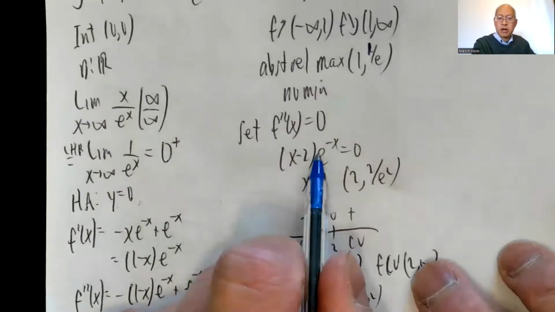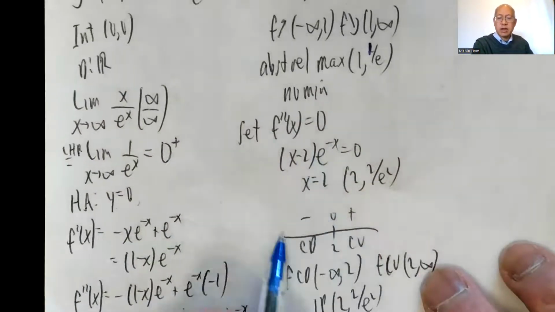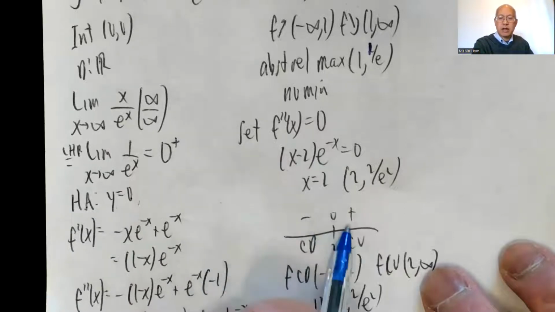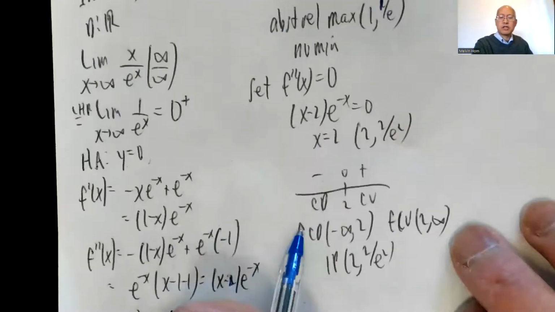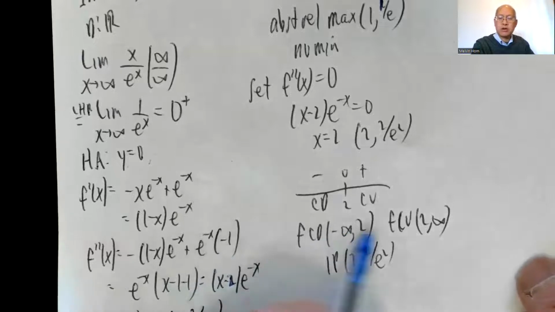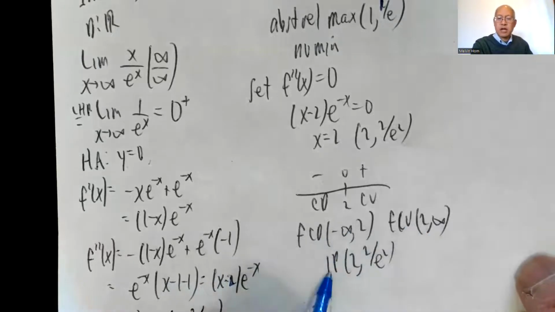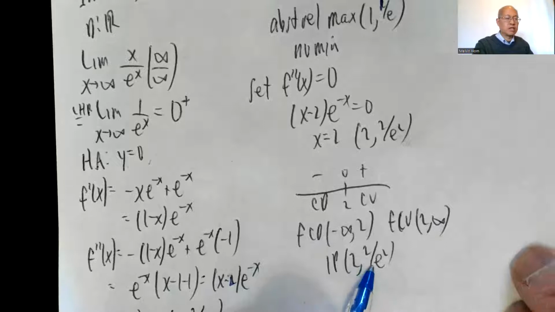Sign chart. Recall that e to the negative x is always positive. If I plug in 0, that's a negative. Plug in 3, it's positive. So the function is concave down from negative infinity to 2, concave up from 2 to infinity. Inflection point (2, 2 over e squared).